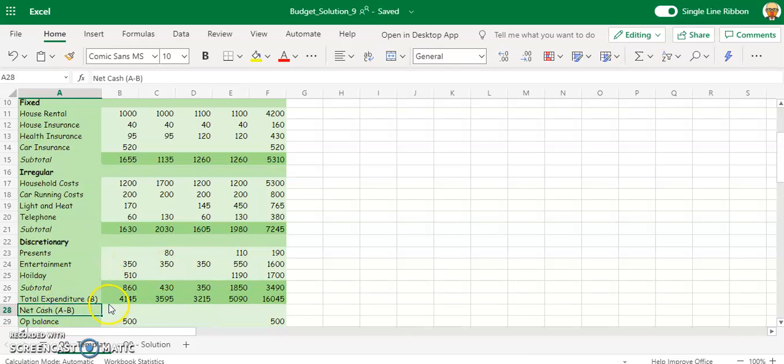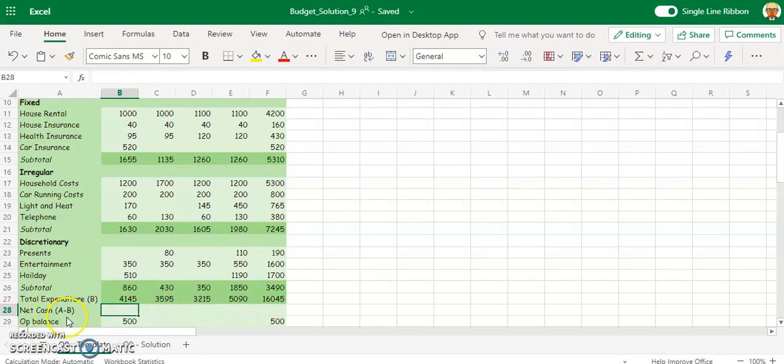And then if we come back down here, it says minus B. So A minus B. Here, B is our total expenditure. So you've got 4,145, 3,595, 3,215, 5,090, and 16,045. These represent January, February, March, April, and our total.